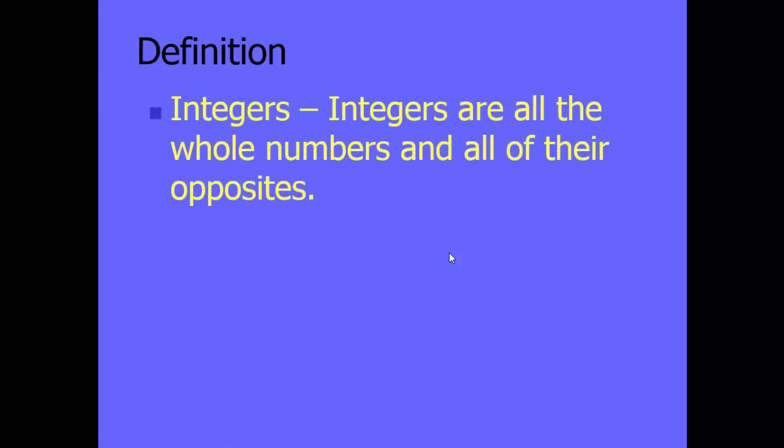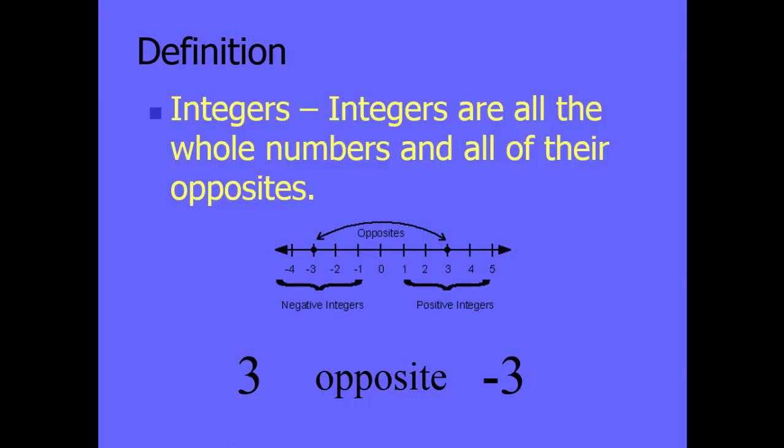So let's talk about now what integers are. Now that we know what opposite numbers are, integers are all of the whole numbers, 0, 1, 2, 3, 4, 5, and so on, and all of their opposites. 3 is the opposite of -3. So here's our integers, our whole numbers starting at 0, 1, 2, 3, and their opposites. Opposite of 1 is -1. Opposite of 2 is -2. Opposite of 0 is 0. So there you have your integers.